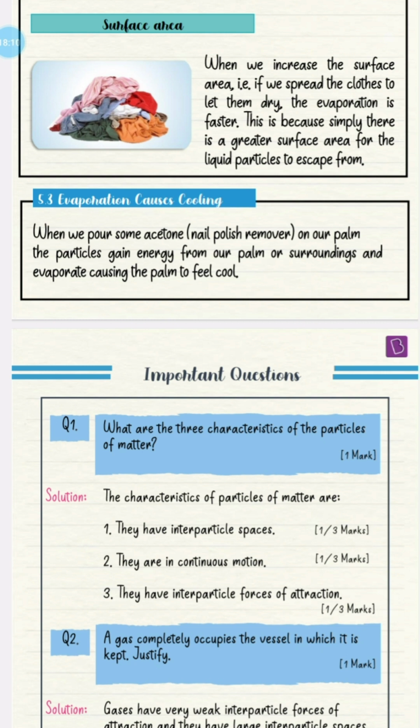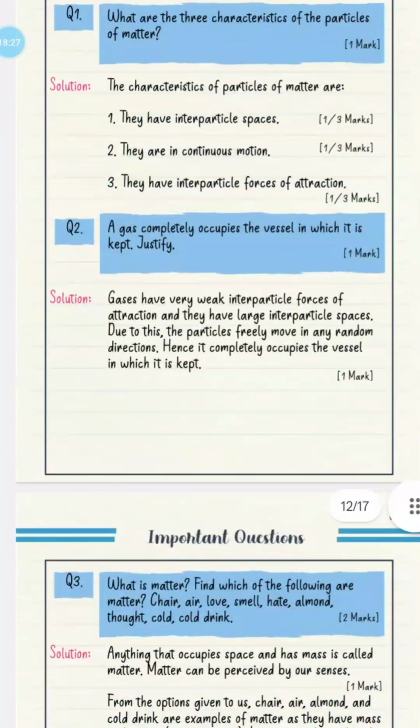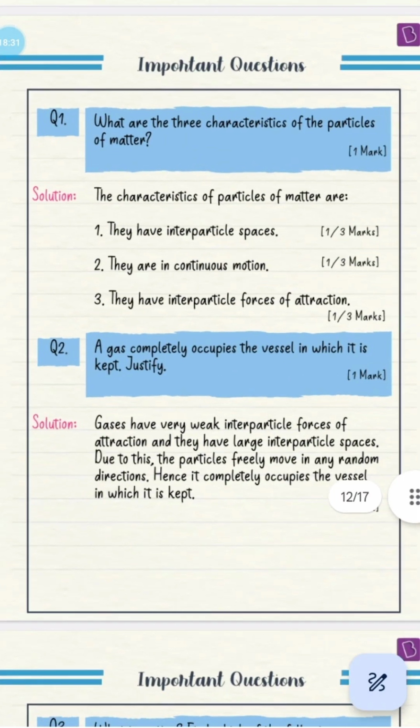When we pour some acetone or nail polish remover on our palm, the particles gain energy from our palm and evaporate, which causes the palm to feel cold, right? To feel cool. We have a few important questions. Let's visit them one by one.